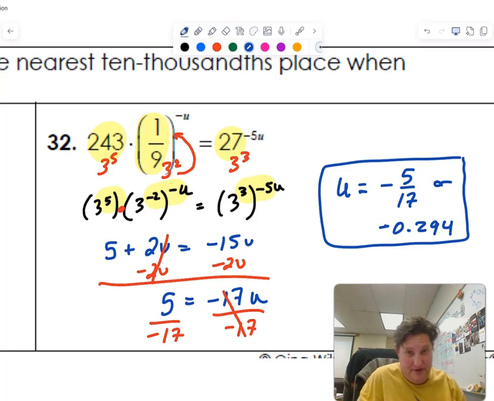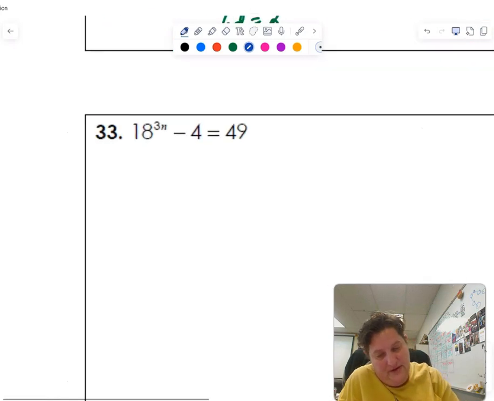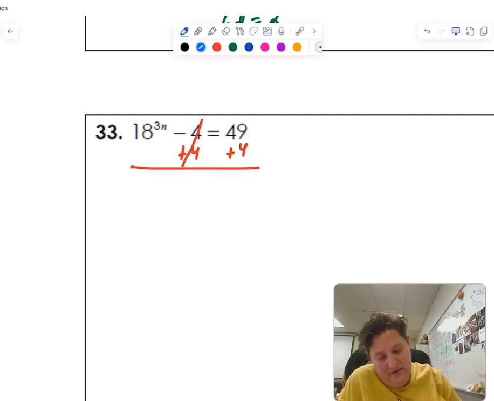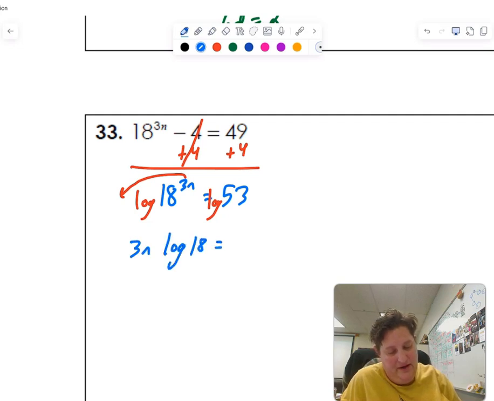All right, perfect. Okay, now these ones do not have the same base. We need to get them to have the same base. Step 1, get the exponential by itself. Okay, so I have 18 to the 3n equals 53. Take the log or ln of both sides, it doesn't matter, to bring this down in front. 3n log 18 equals log 53.